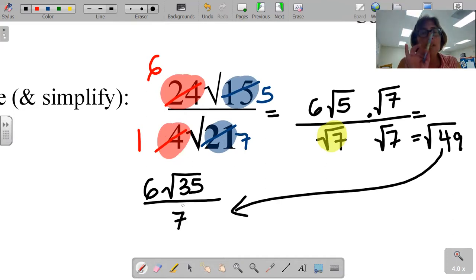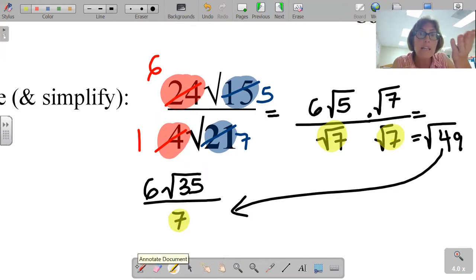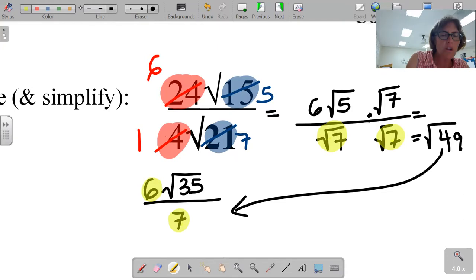Any radical times itself is just the number on the inside. So root 7 times root 7 is 7. Root 3 times root 3 is 3. Root 5 times root 5 is 5. Root 11 times root 11 is 11. Root 223 times root 223 is 223. Then you look, you can see if you can reduce the outies again. You can't. There's no innies to reduce. Therefore, we call it quits. This is the final version.